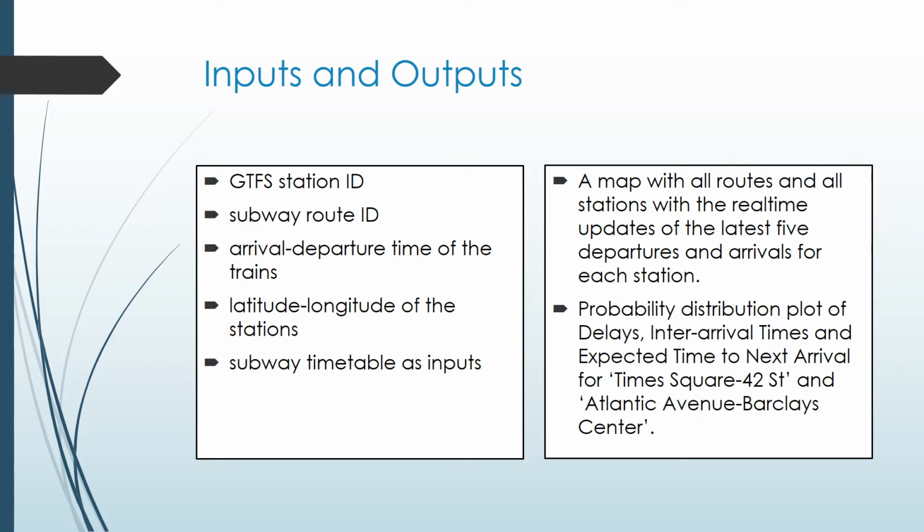It also generates probability distribution plot of delays, inter-arrival times, and expected time to next arrival for two particular stations, Times Square, 42nd Street, and Atlantic Avenue, Barclays Center.